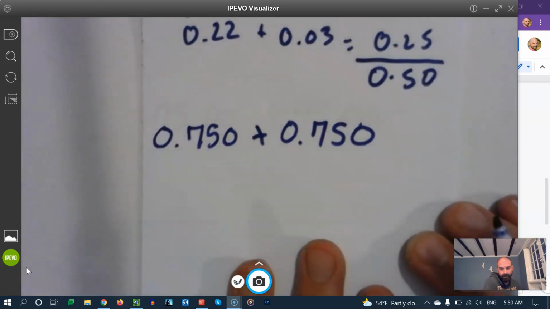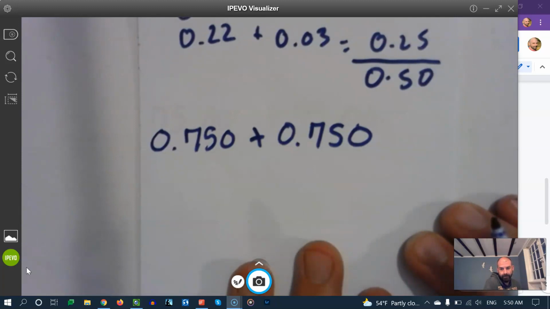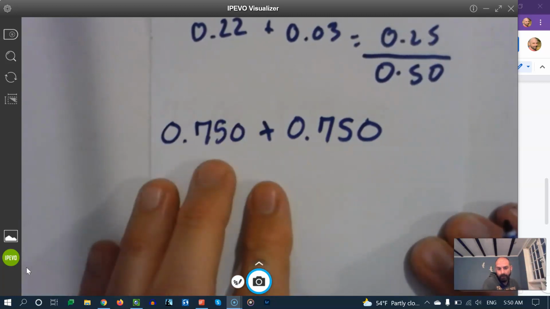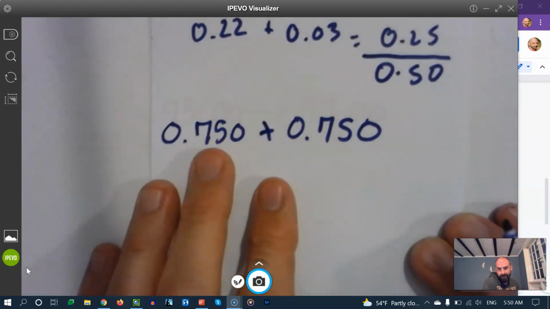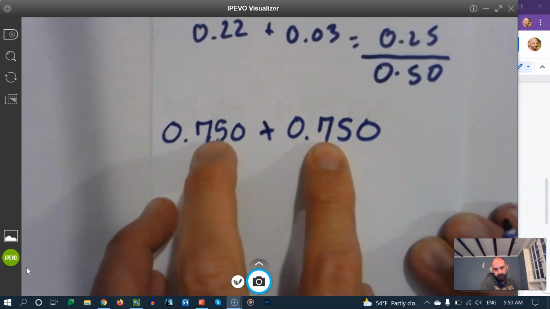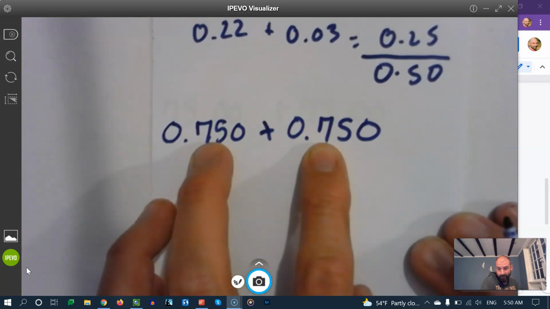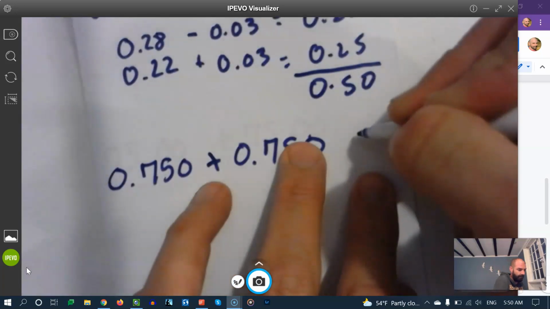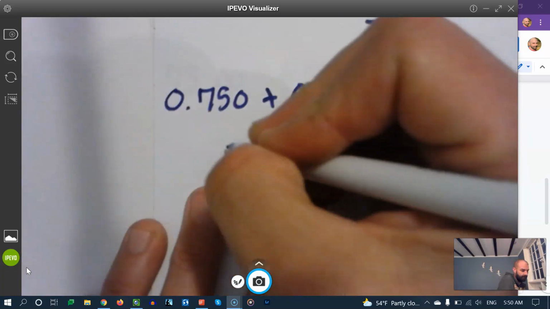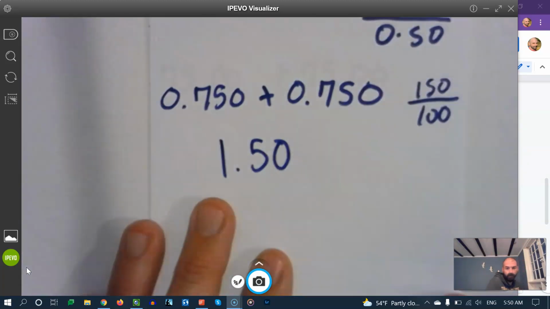750 hundredths plus 750 hundredths. Again, this is one of those doubling things. I should know the double of 70, so I should be able to figure out the double of 75, which is 150. If I have 75 hundredths plus 75 hundredths, that's going to give me 150 hundredths. Well, how do I write 150 hundredths? I write it like this: 1 and 50 hundredths.